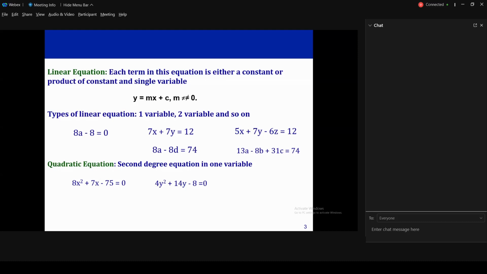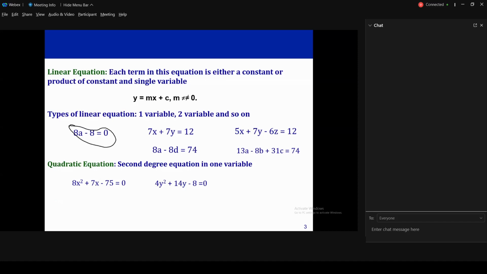So if you look at the first equation, this is 8a minus 8 is equal to 0. And we know how we solve this. We can transfer the minus 8 to the right hand side and divide by 8, we get the value of a as 1. So that's a one variable equation. It's pretty easy to solve.